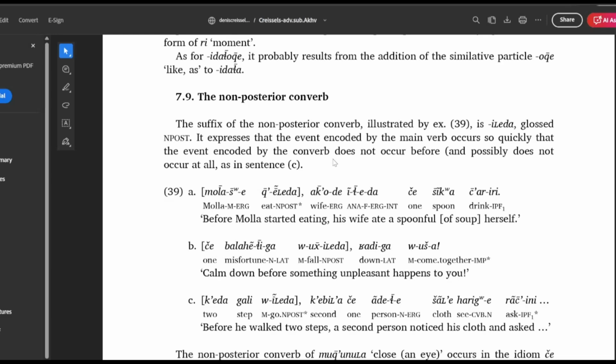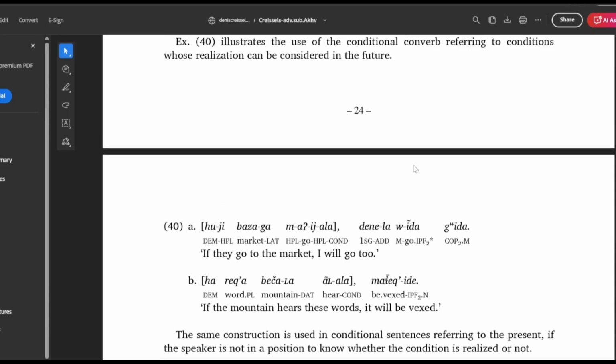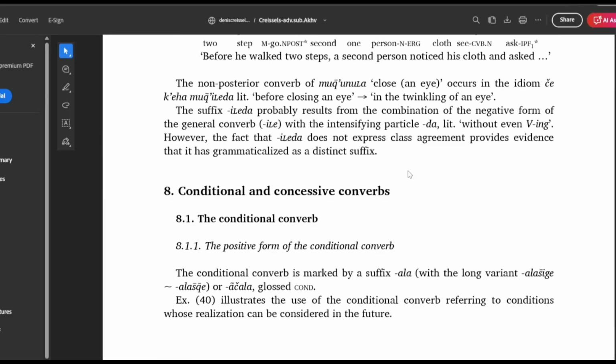Like, calm down before something unpleasant happens to you. So it's got an inherently, quasi-negative meaning. It's like, calm down so that something unpleasant doesn't happen to you. That's really interesting. And now we're on to conditionals, which is something else that I have on the to-do list.